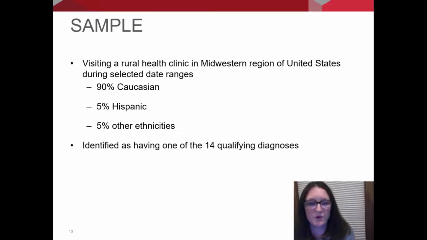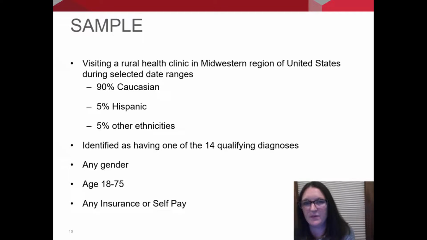The patients for this project were identified as having one of the 14 qualifying diagnoses that have been approved in the state of Iowa. These patients are of any gender. These patients are only age 18 to 75. And finally, there was no restriction on insurance or self-pay status in the patients that were included in this project.